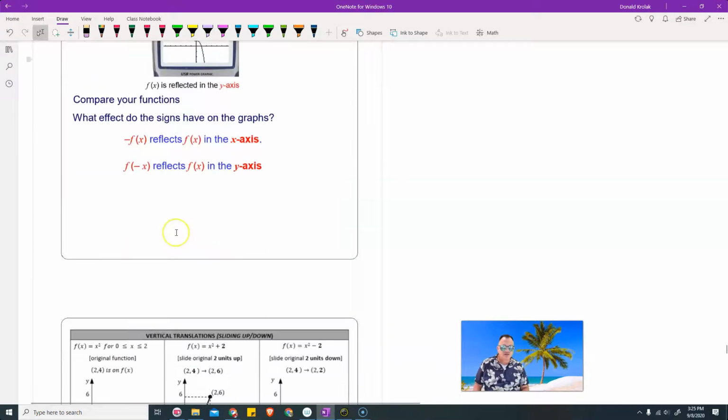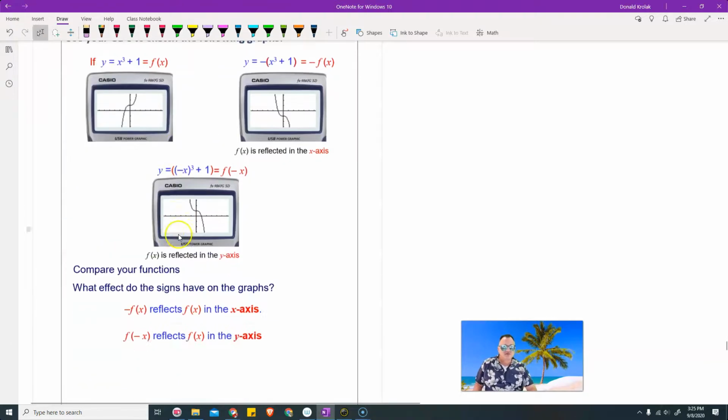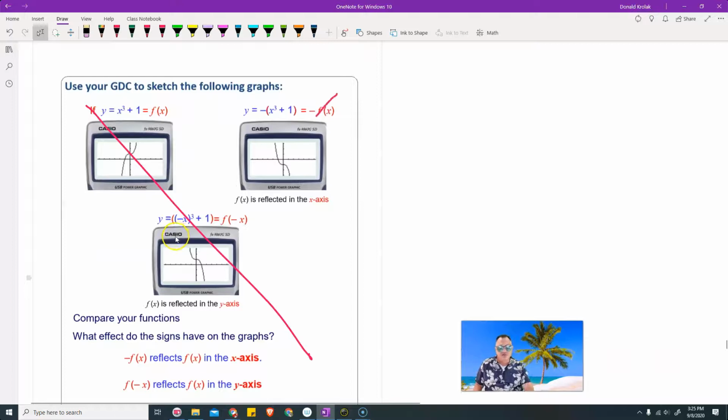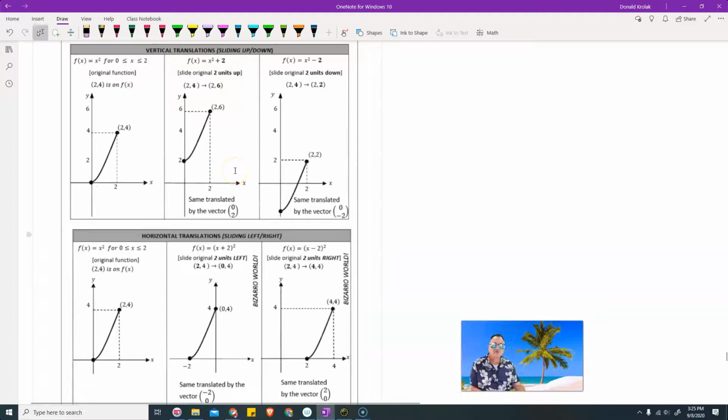Okay, that's not part of what we're doing today. So here's another summary. Let's just cross this out. This is reflections, we're doing this later. So this is a summary of what we did. This is 2 up, so the y coordinates got increased by 2. This is 2 down, so the y coordinates got decreased by 2. That's how you would write those movements using vector notation.